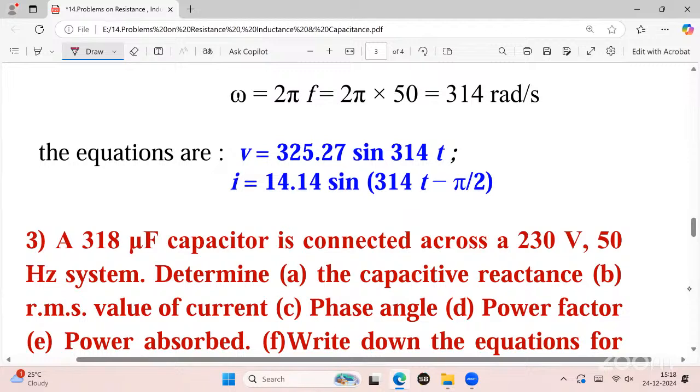So that inductance problem is completed. If you know the formulas, then only it is possible to calculate. Otherwise, it is very difficult to calculate.